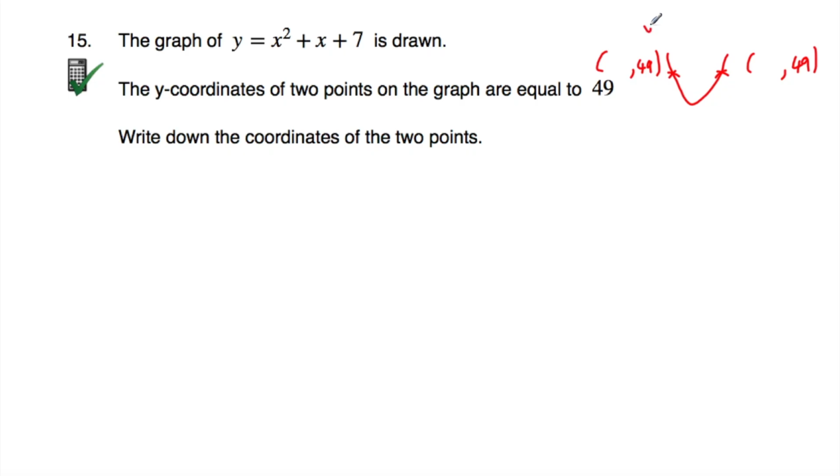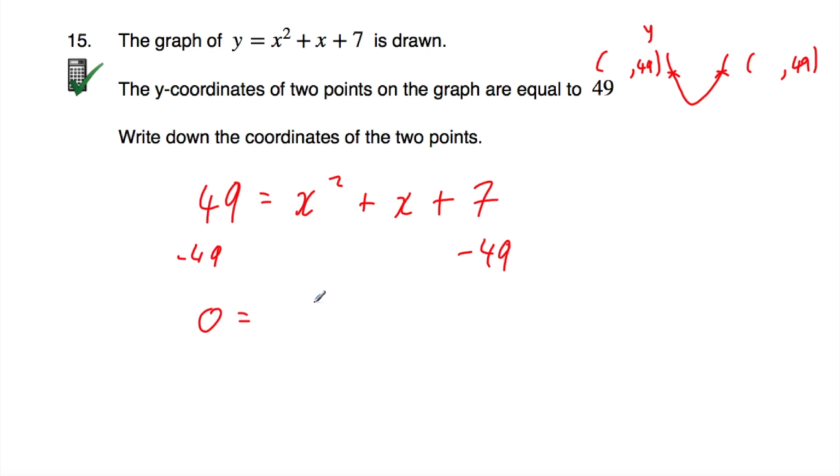So we know that the y coordinate is 49. So it means that y is 49. So let's replace the y with 49. So we've got 49 equals x squared plus x plus 7. And then if we solve this, let's take away 49 from both sides of this equation, because when you've got a quadratic, it's great if it equals 0. So 49 take away 49 is 0.